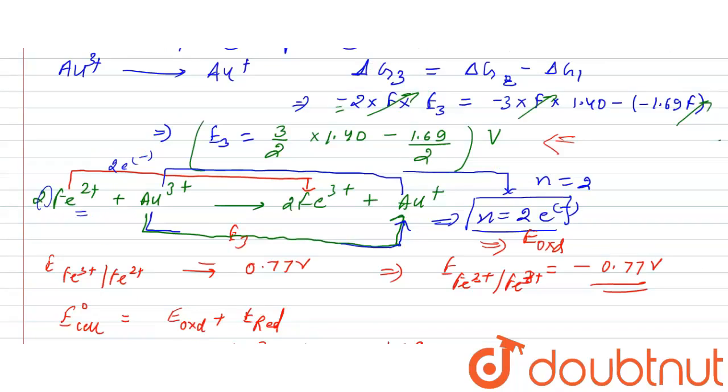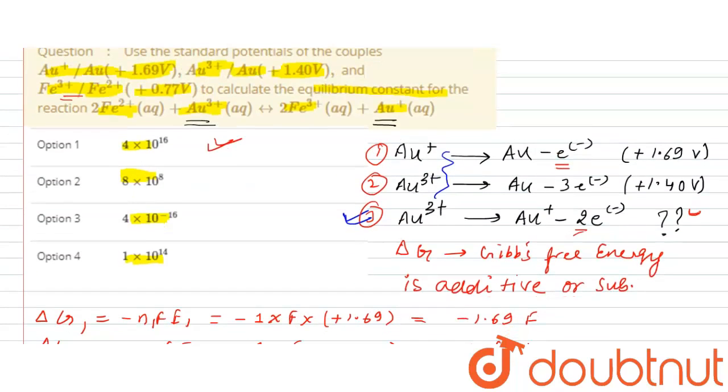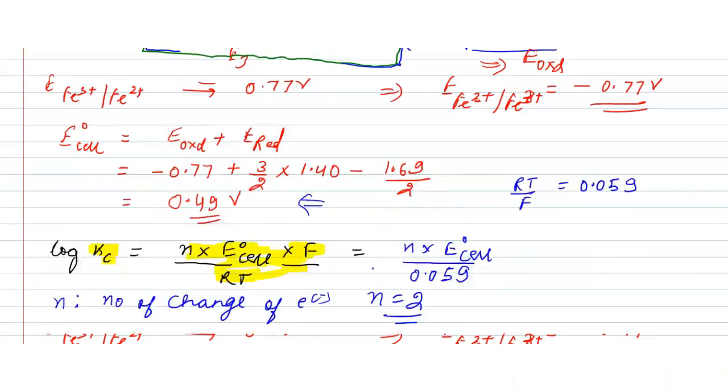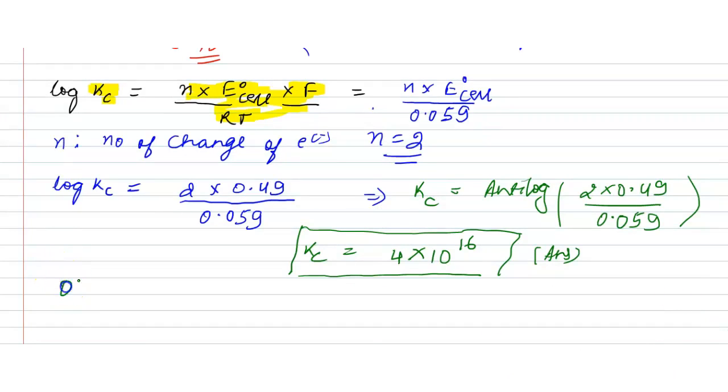So from here you will see that option A, yes, option A is the correct choice, 4 into 10 to the power 16. So let's write down option 1 is correct, right? I hope you have understood.